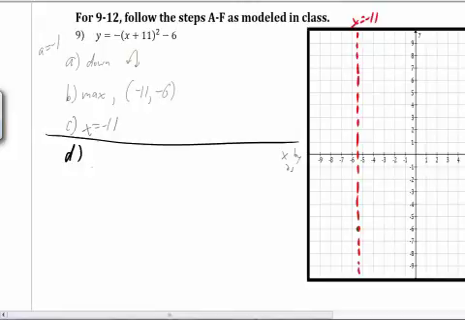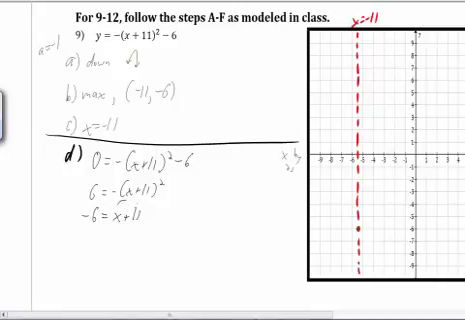Part D is to find the x-intercepts. And x-intercepts occur where y is equal to 0. So we go 0 is equal to -(x plus 11) squared minus 6. Add 6 to both sides. Divide by -1. We get -6 equals (x plus 11) squared.